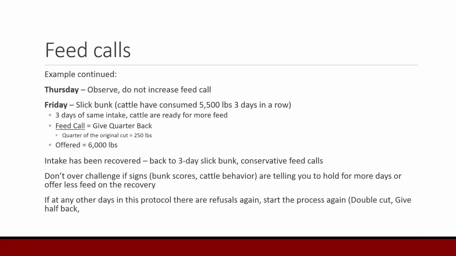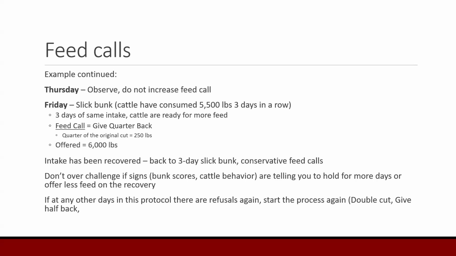Friday, they're slick again. Cattle have now consumed 5,500 pounds 3 days in a row. Okay. They have also consumed 1 day of 5,750. Okay. So we're going to give them another quarter back of that original cut. So that's an additional 250 pounds. So we're going to take them 5,750 to 6,000. Okay. And so now we are offering 6,000 pounds. Okay. So we're back to where we were. Red bunks, all of a sudden we have lots in the bunk. So we cut, double cut, and then follow these procedures to recover that initial level of intake. Okay. So it took 5 days to get back to that 6,000 pounds of feed.